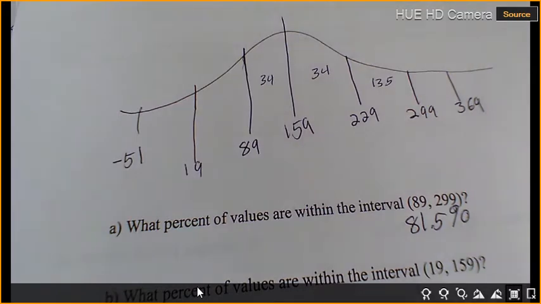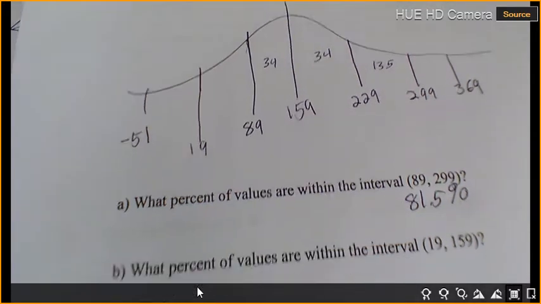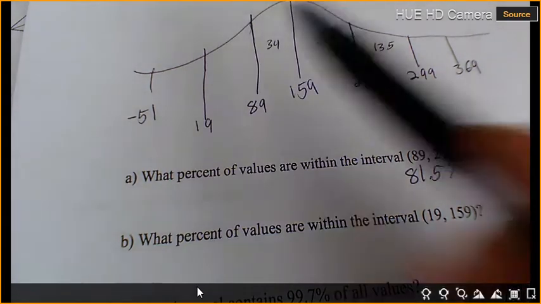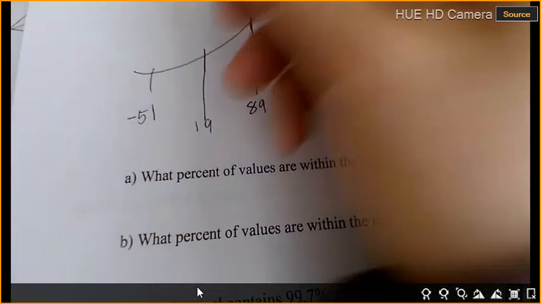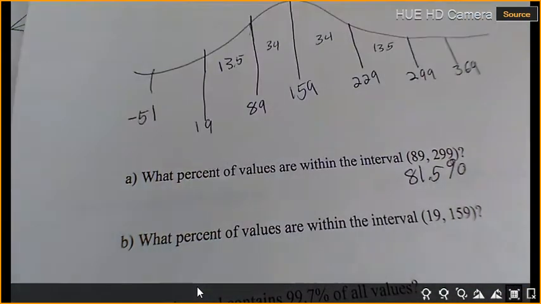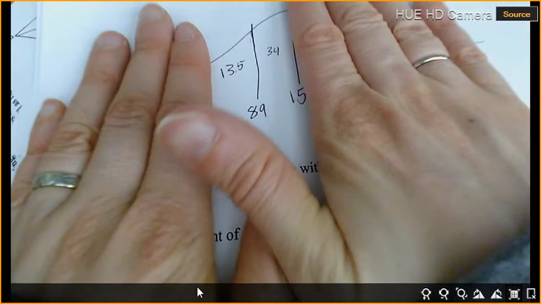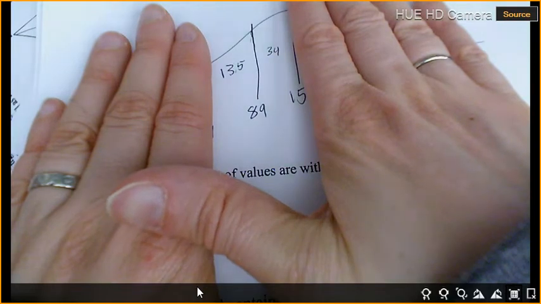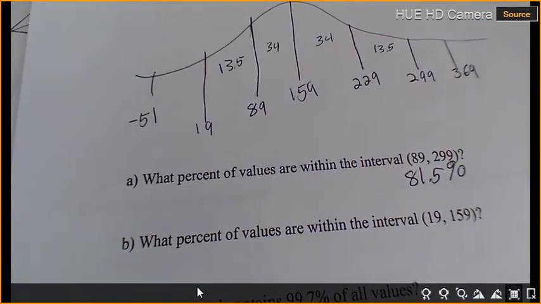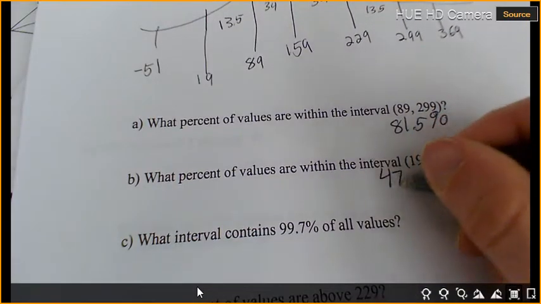We'll keep going. Okay, now I want between 19 and 159. Well, this is 13.5 right here. So I'm going from 19 to 159. So I'm literally just adding those two, correct? So I'm going 34 plus 13.5 gives me 47.5. We okay so far?